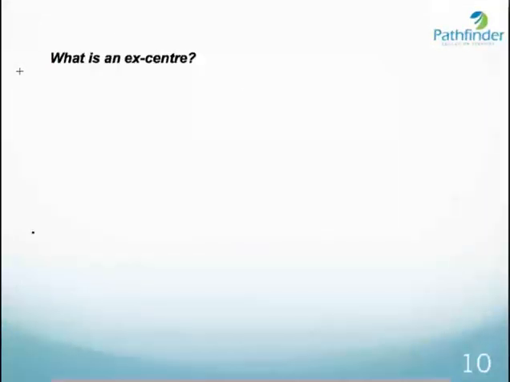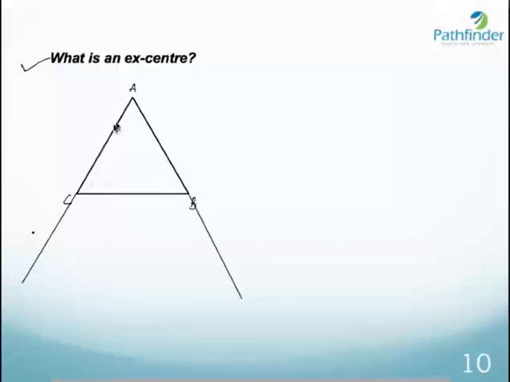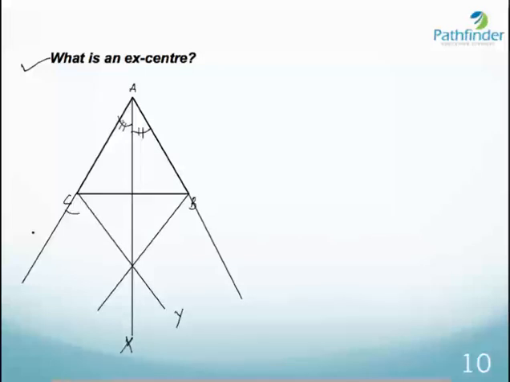Next we move on to what is an excenter. So if we have a triangle ABC and we extend any two sides, let's say in this case I have extended AC and AB, then we draw bisectors of one internal angle. In this case I have drawn a bisector to internal angle A and two exterior angle bisectors as I have shown here. So we can say that AX is the angle bisector of the internal angle A, CY is the bisector of this external angle C, and BZ is the bisector of the external angle B.